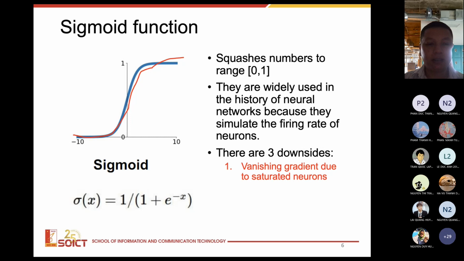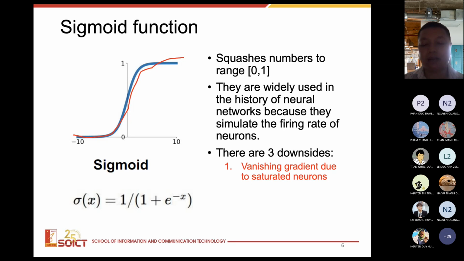And it has a very nice mathematical representation. For example, this is the formula for the sigmoid function, right? And it also has a very nice representation for the derivative. The derivative of the sigmoid is represented by the sigmoid itself, so it's very easy to calculate, right?